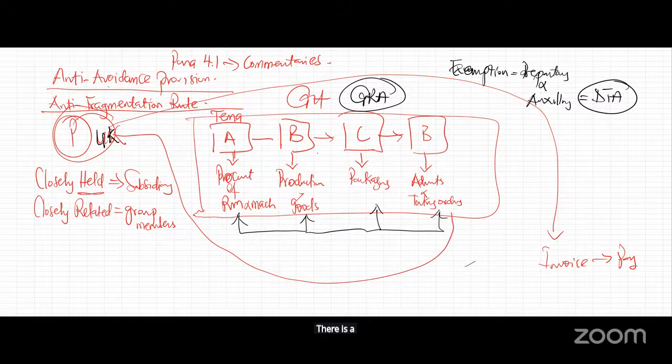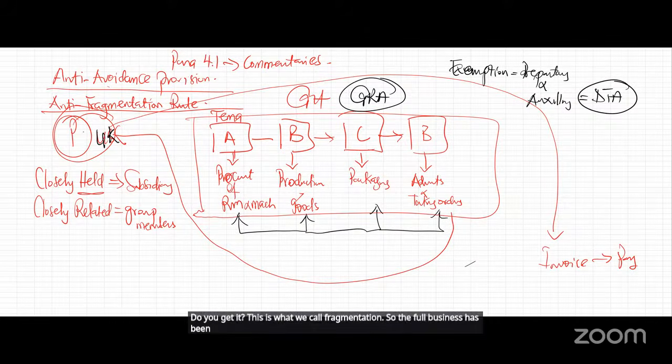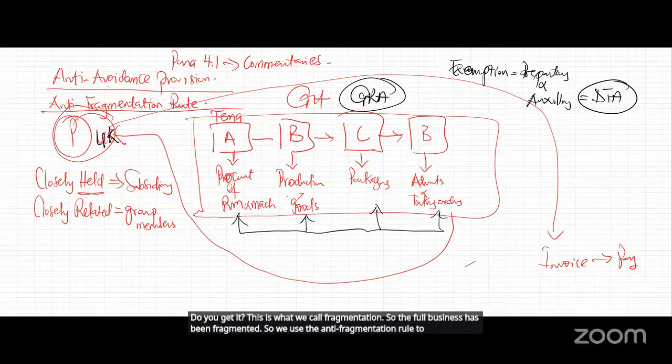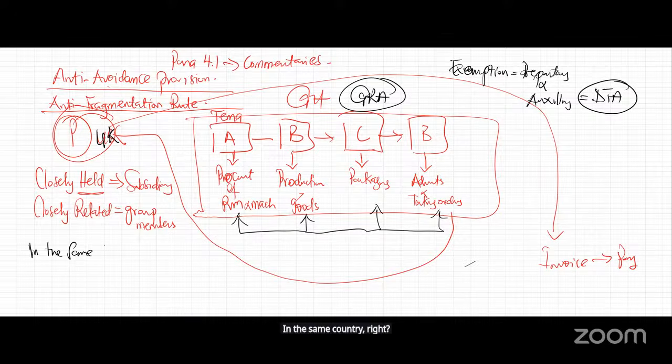Do you get it? This is what we call fragmentation. So the full business has been fragmented. So we use the anti-fragmentation rule to say that you are trying to act smart. But when this thing happens, when they are closely related or closely held entities in the same country, either in the same place or multiple locations.